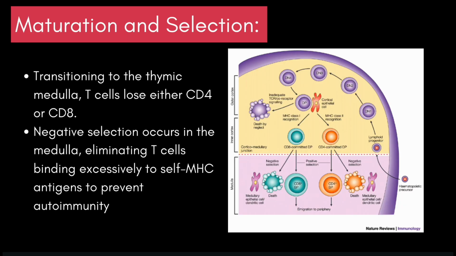I'd like to talk about the maturation and selection process. Transitioning to the thymic medulla, T cells lose either CD4 or CD8. Negative selection occurs in the medulla, eliminating T cells binding excessively to self-MHC antigens to prevent autoimmunity.